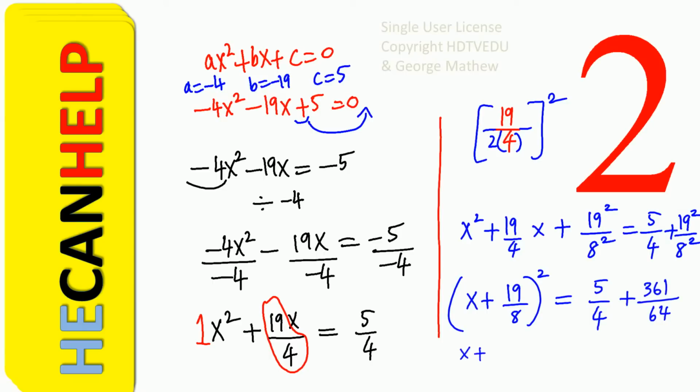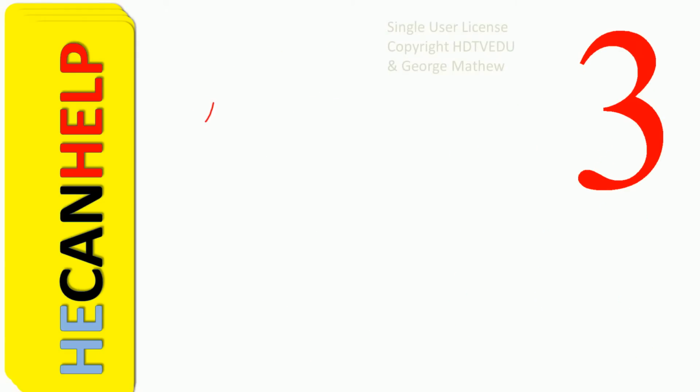So we get x plus 19 over 8 squared is equal to, so what is the common denominator? It is 64. 4 goes into 64 16 times. What is 16 times 5? 80. And you have 361. So this is 441 over 64. So x plus 19 over 8 squared is equal to 441 over 64.